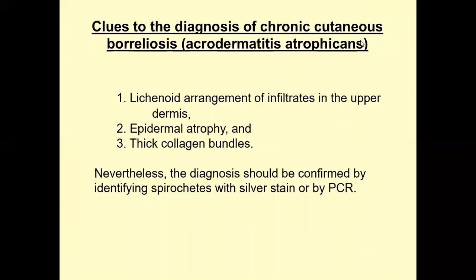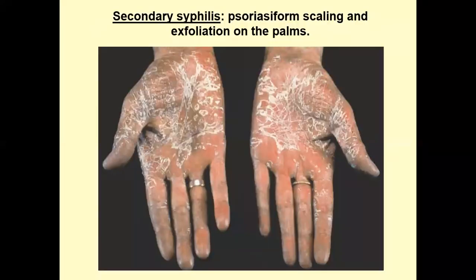So the clues to diagnosis of cutaneous borreliosis, that is acrodermatitis atrophicans, are lichenoid arrangement of infiltrate in the upper dermis, epidermal atrophy, thick collagen bundles, and then the special stain.